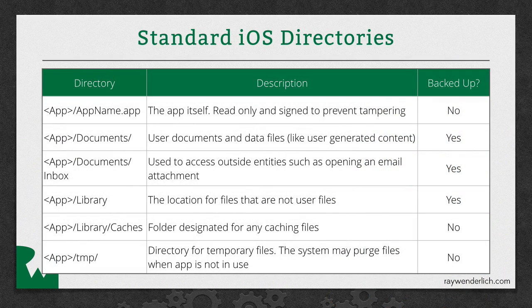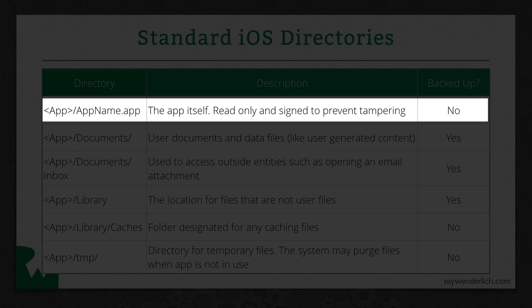When you install your app to the file system, you get a whole bunch of directories. And here's some of the more common directories that you'll be working with. The first one is your app bundle. And your app bundle contains all the files needed to run your app. And this is a signed bundle and it's read-only.